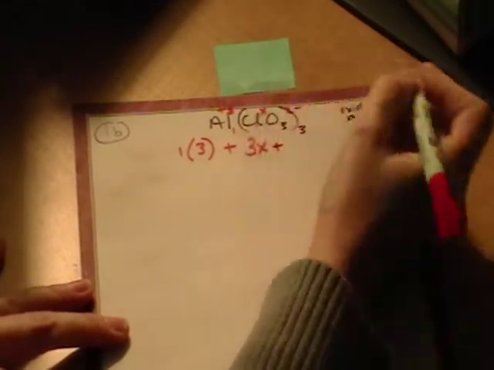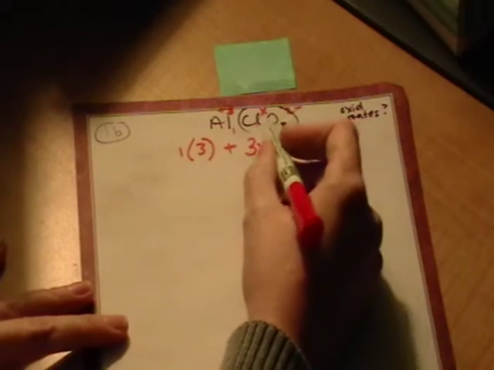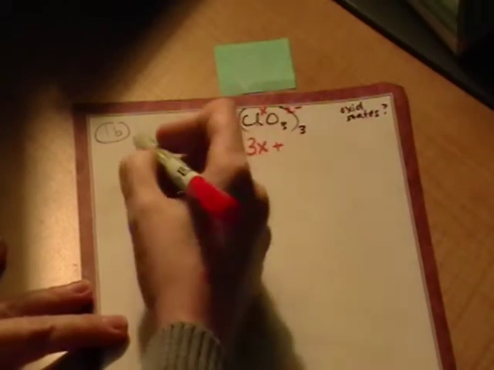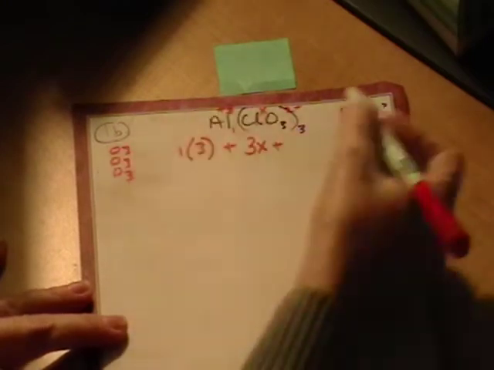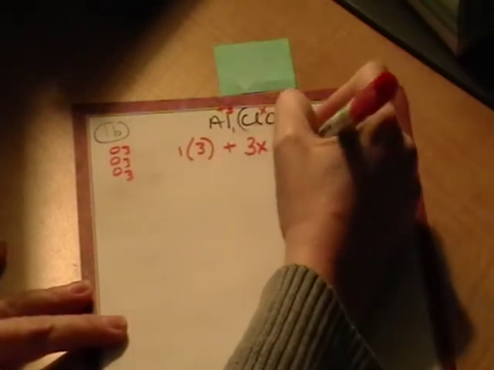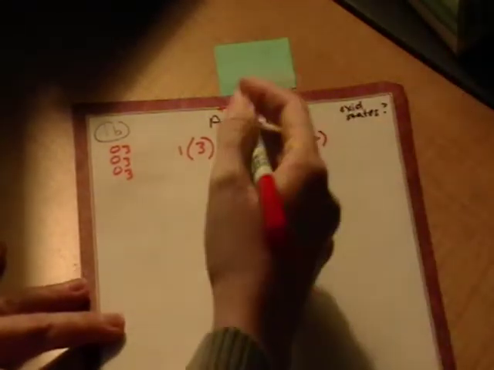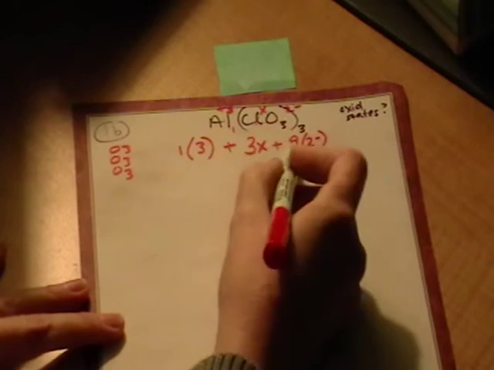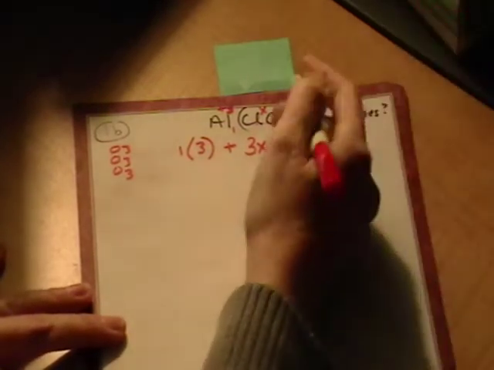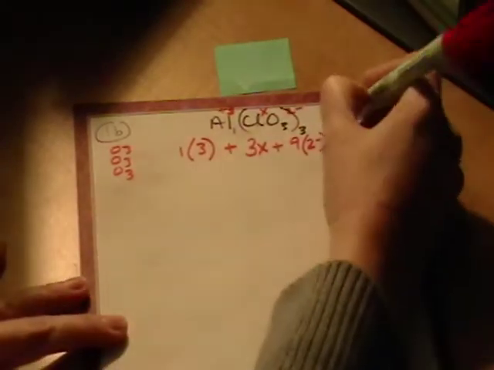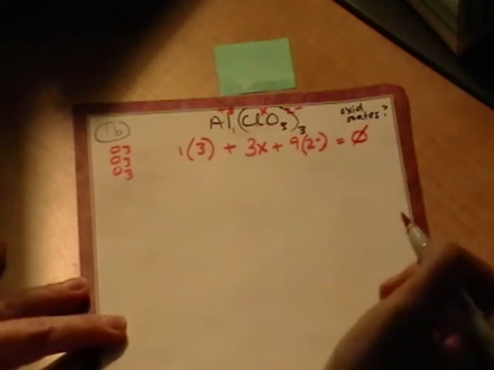I'm going to add that to the oxygen, and in this case, how many oxygens do I have? I have 3 groups of 3, so that's like O3, O3, O3. So it's 9 total, and I know the charge is 2 negative off the periodic table. So I end up with 1 times 3 plus 3x plus 9 times 2 negative. And because this is a compound, it has no charge, so all of that is going to equal 0.